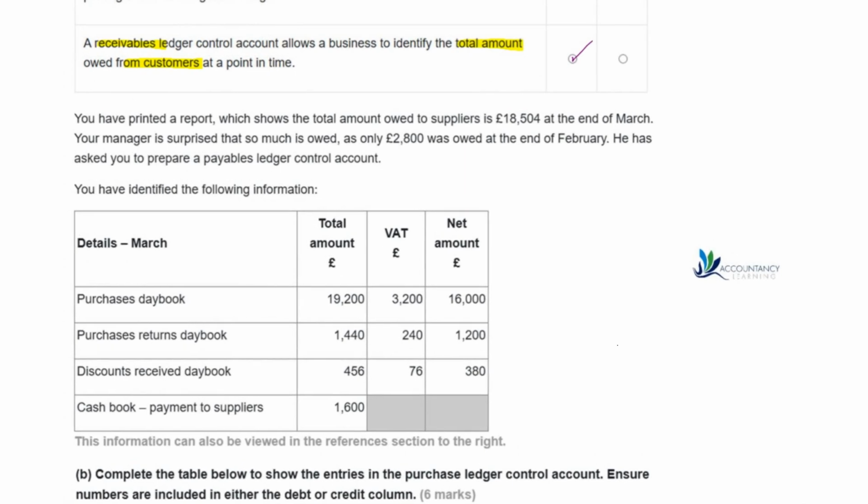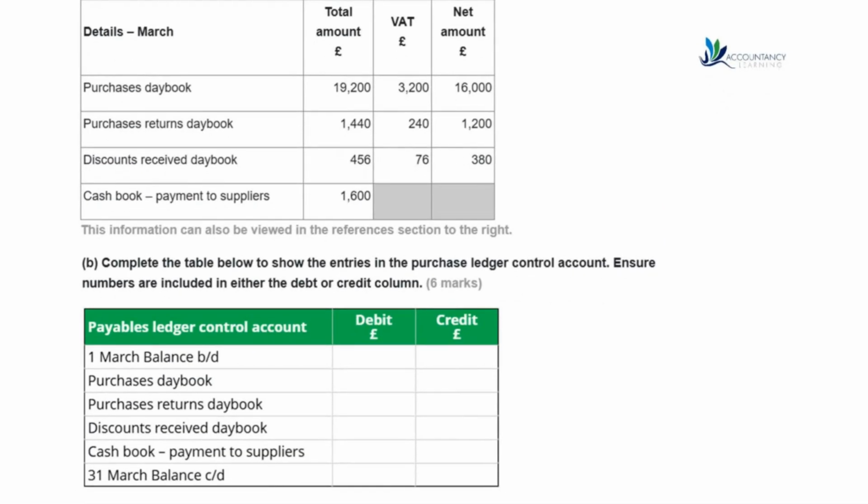So we need to have a look. We've got to work out what our brought down balance is. So you can see in the question that it says your manager is surprised that so much is owed, as only £2,800 was owed at the end of February. So the closing balance at the end of February was £2,800. So that's going to be our starting balance. Now we're working on our payables account. So that's our liability. So therefore it's going to be a credit balance of £2,800 to start with.